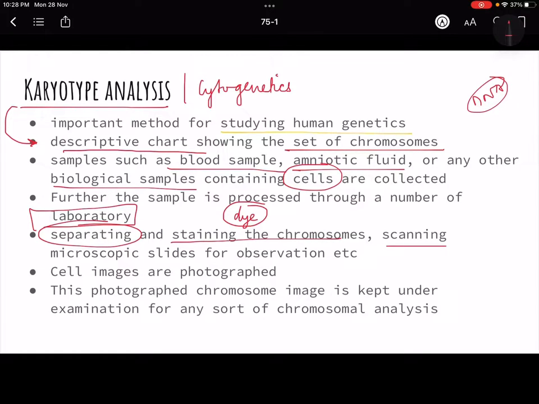So what are they doing? You are giving a blood sample or anything else, it is given to a lab. The lab is now going to separate all the chromosomes, stain them for better visual understanding, and then observe under a microscope, because these are microscopic things. And then these cell images are photographed. Exactly, they are photographed because you are going to make a karyotype analysis, and I'll tell you what that is. And these photographed images are kept under examination for analysis.